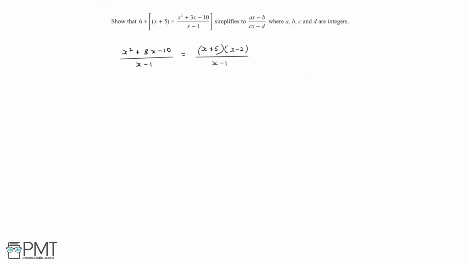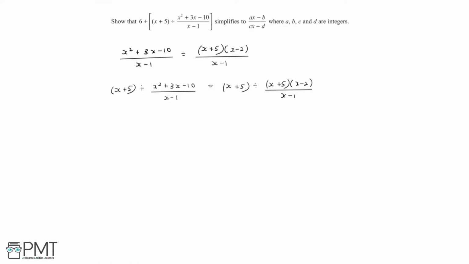Well, now we can do x plus 5 divided by this fraction. And so this is how it was written in the question. We have x plus 5 divided by x squared plus 3x minus 10 over x minus 1. But now that we've factorised our fraction, we can write this differently. And so this is the same as writing x plus 5 divided by x plus 5 multiplied by x minus 2 over x minus 1.